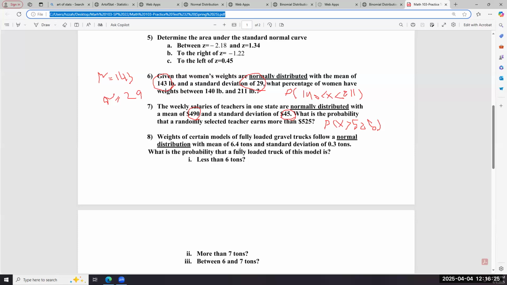The next one, you see, certain models of fully loaded trucks follow a normal distribution, with a mean of 6.4 and a standard deviation of 0.3. X is the weight. So what's the chance to be less than 6, meaning P of X less than 6, more than 7, and between 6 and 7? Okay? So the important part is reading these problems correctly.